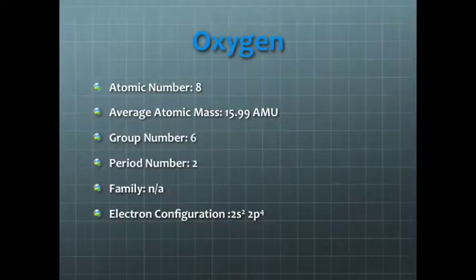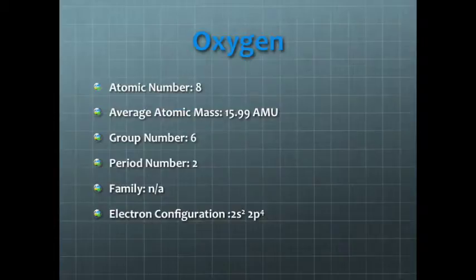Now oxygen. Oxygen has an atomic number of 8 and an average atomic mass of 15.99 atomic mass units, and the group number is 6, while the period number is also 2, and this one also does not have a family, and the electron configuration is 2s squared and 2p to the 4th.